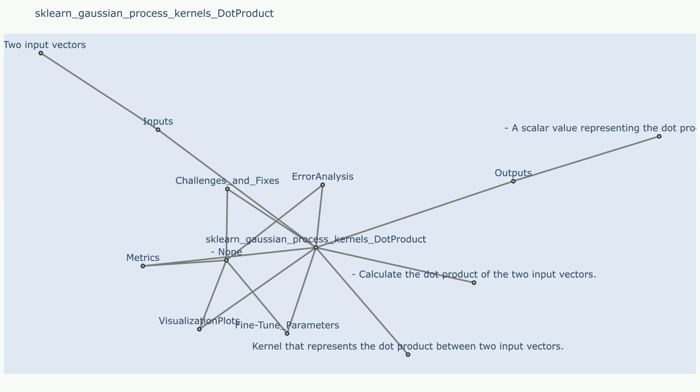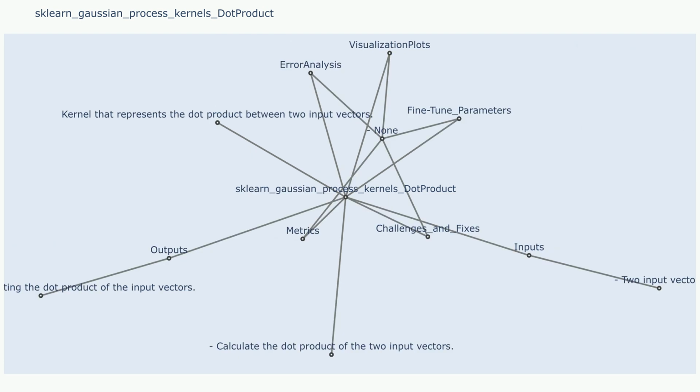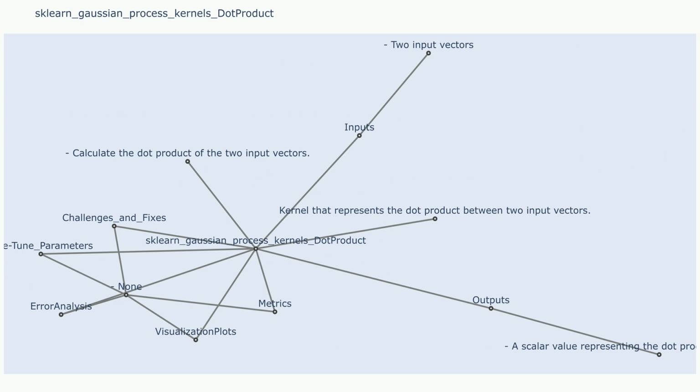Inputs. Input 1: x1, the first input vector, a 1D array of shape (n_samples_1,). Input 2: x2, the second input vector, a 1D array of shape (n_samples_2,). Output 1: K, the kernel matrix of shape (n_samples_1, n_samples_2), where K[i, j] represents the dot product between x1[i] and x2[j].